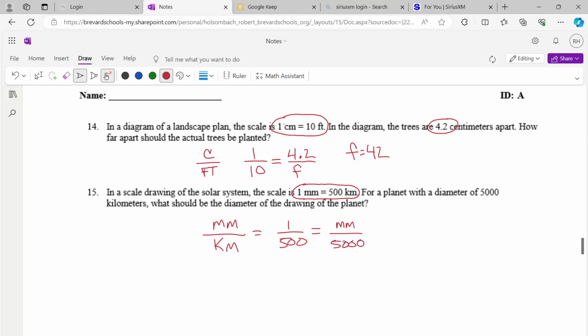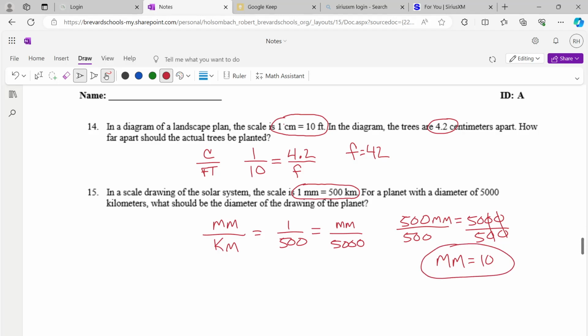We're going to crisscross multiply again, so 500 millimeters is equal to 5,000. Divide each side by 500. And our millimeters equal to, anytime we've got all these zeros, we can simply cancel zeros. And 50 divided by 5 is equal to 10. So in the drawing, we need to be 10 millimeters apart.